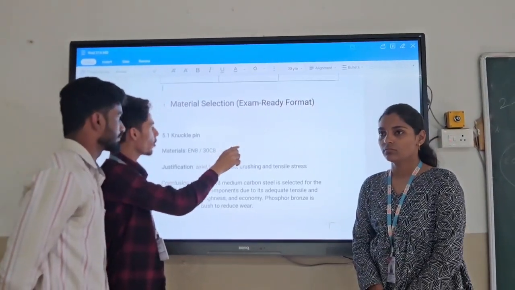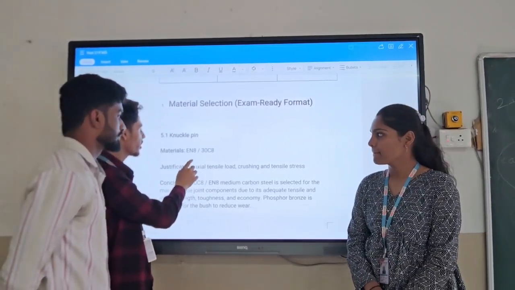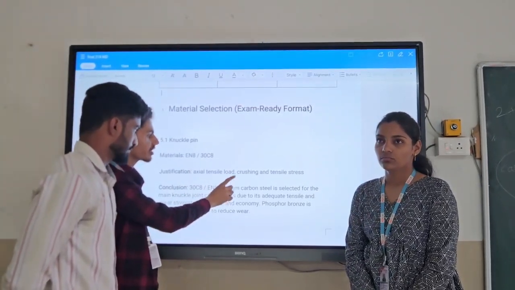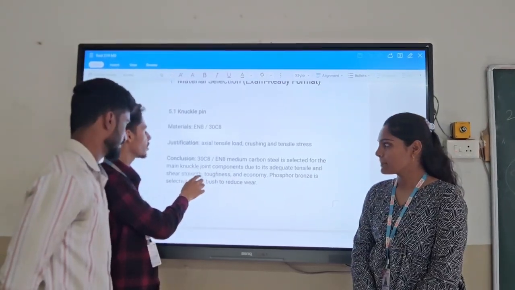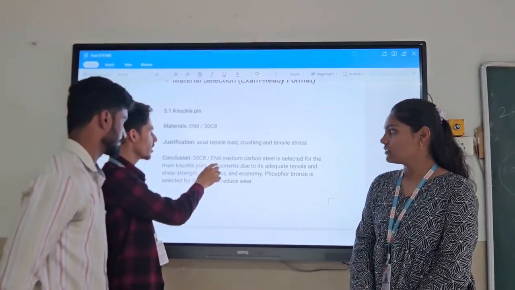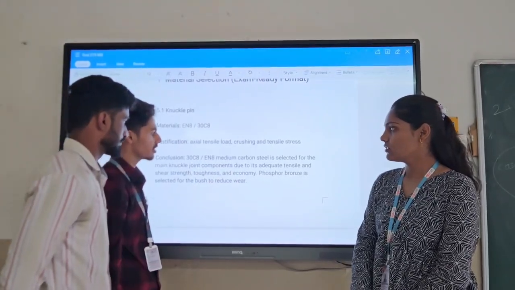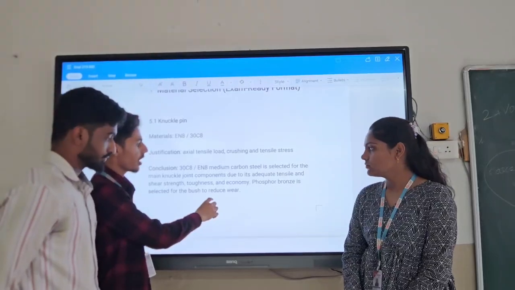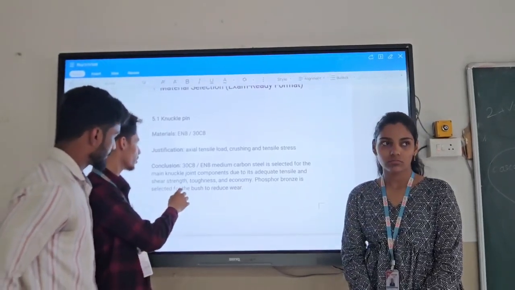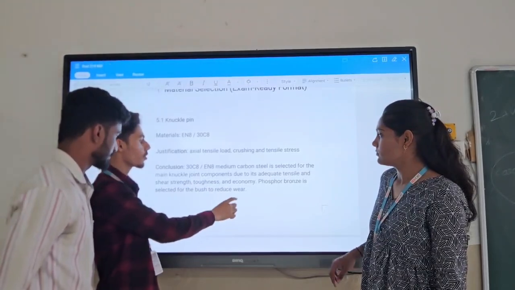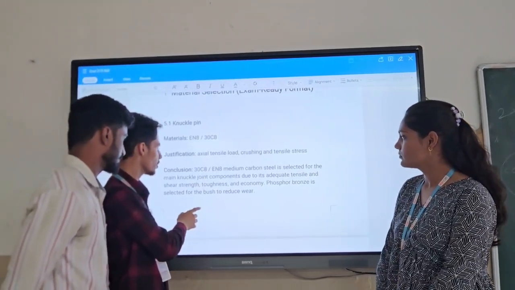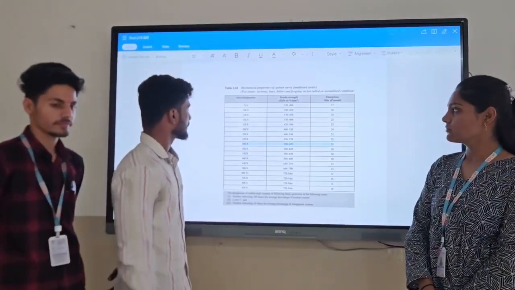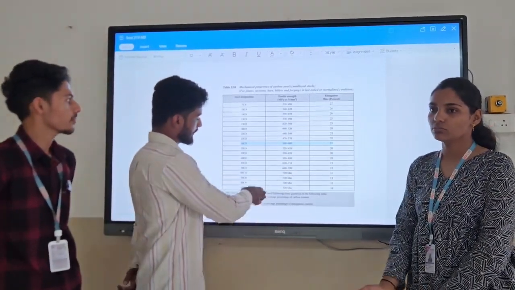Material selection, exam ready format. Knuckle pin material is EN8 or 30C8. Justification: axial tensile load, crushing and tensile stress. Conclusion: 30C8 EN8 medium carbon steel is selected for the main knuckle joint components due to its adequate tensile and shear strength, toughness, and economy. Phosphor bronze is selected for the bush to reduce wear. This is the particular file that we found out.